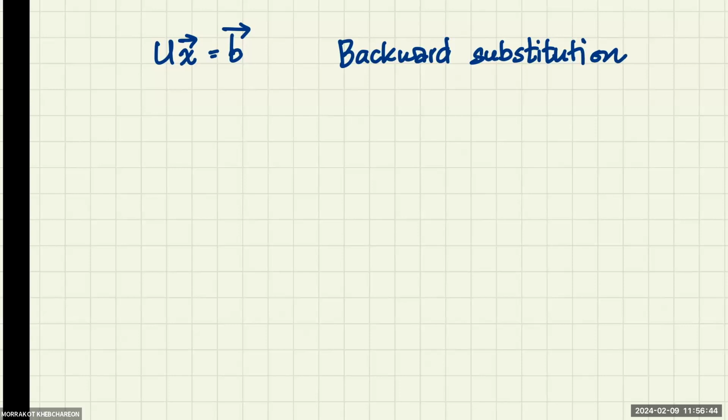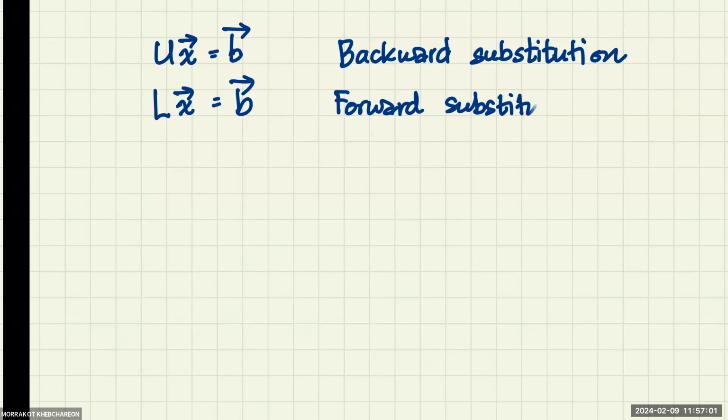Right? But if we have L times X equal to B, L is the unit lower triangular matrix, so we can use what we call the forward substitution, right? And we have the algorithm for that. We have a systematic way to solve this problem. Okay, so we can try to use these two features.